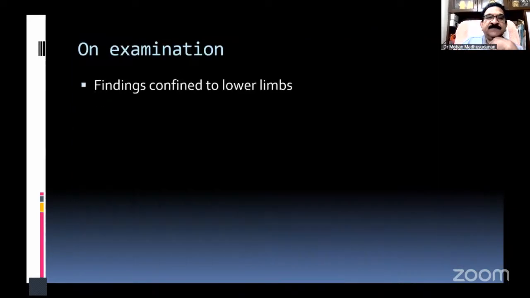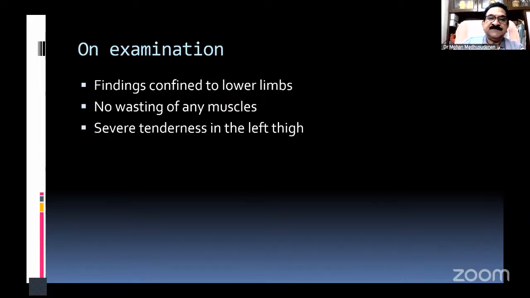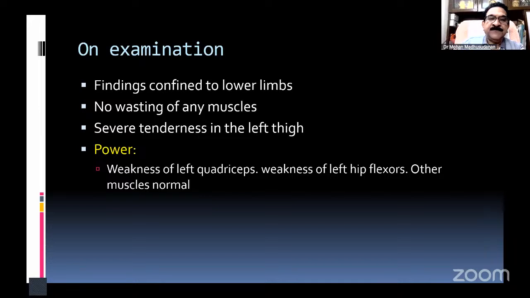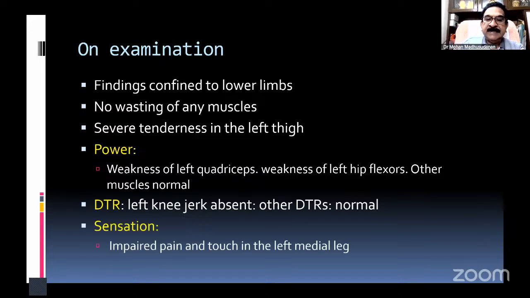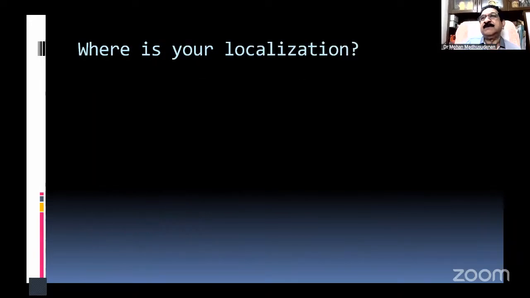So, on examination, findings confined to the lower limb. No wasting of any muscles. Severe tenderness in the left thigh. Power weakness in the left quadriceps. Weakness in the left hip flexors. Other muscles normal. Left knee jerk is absent. Other DTRs are normal. Sensation impaired to pain and touch in the left medial leg. So there is a localization.